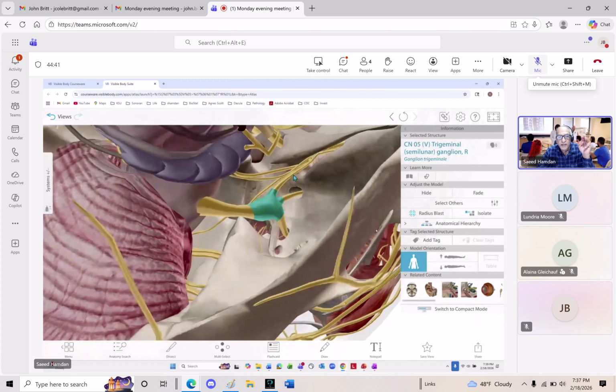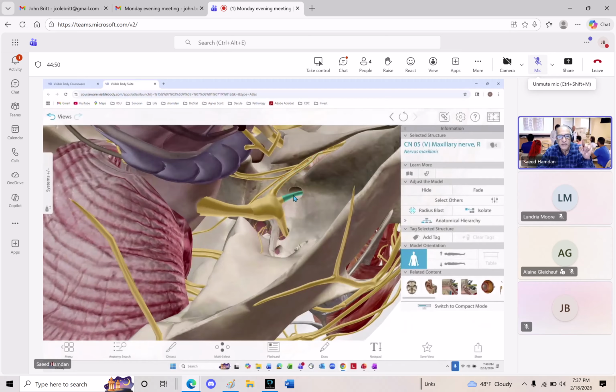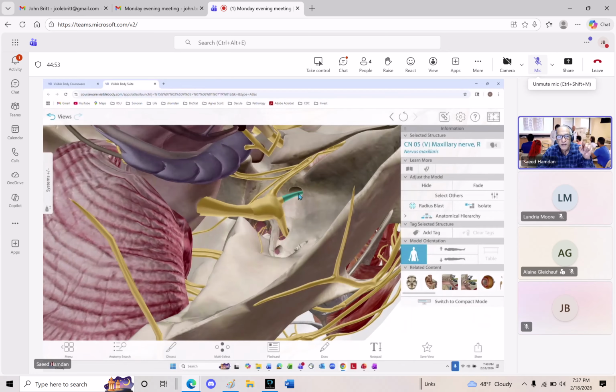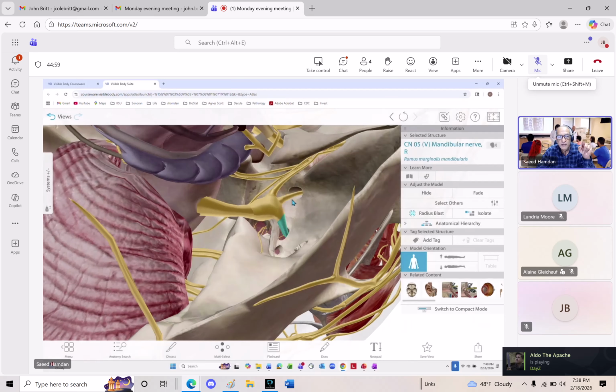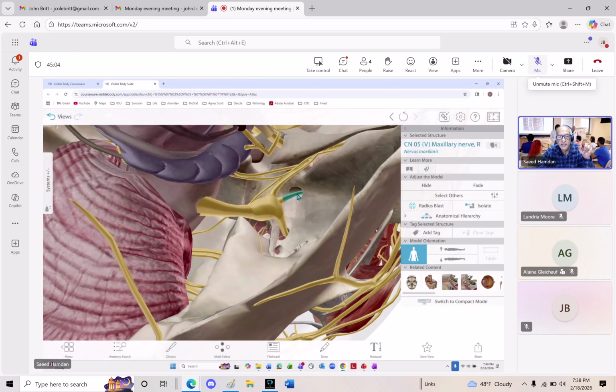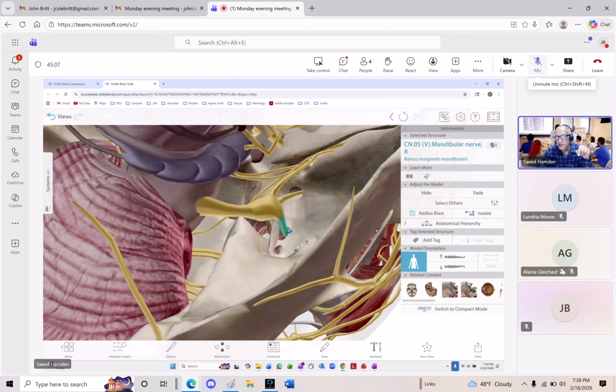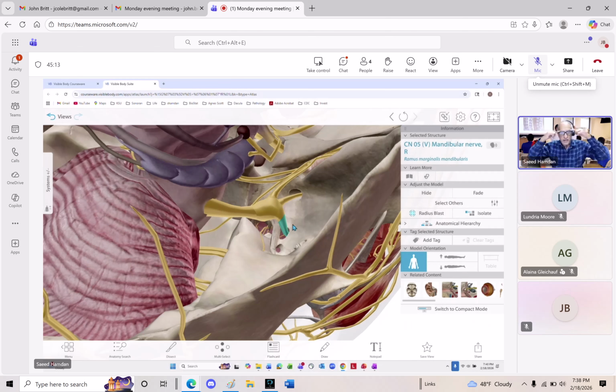One is going to go up, and that will be the ophthalmic branch. They don't have the ophthalmic branch here, but they want you to identify the maxillary, which is this one. So 3 branches: ophthalmic, maxillary, and mandibular. The upper one is the ophthalmic, the middle one is the maxillary, the lower one is the mandibular. Basically, one goes to the eye, that's your ophthalmic. The second one goes to the maxilla, and the last one goes to the mandible.